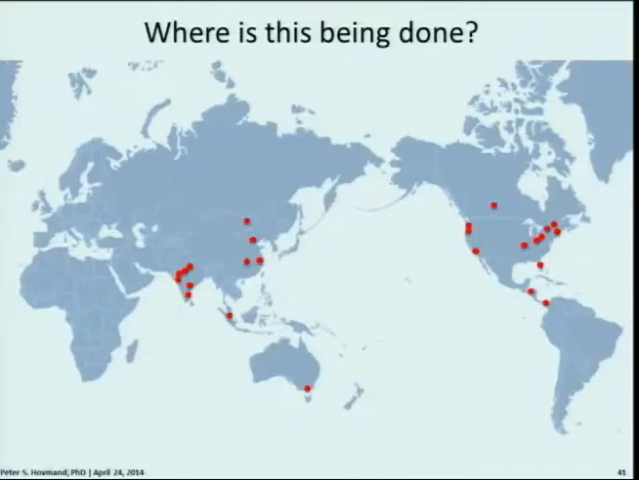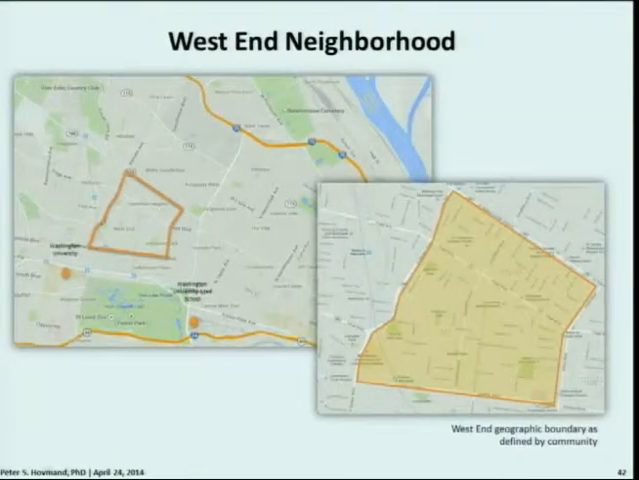So let me share a little bit. This is some of the places we've been doing this type of work in different stages. So you can see there's quite a range in the United States. There's actually quite a few more places. And I'm going to share just one example from St. Louis in the West End neighborhood, which is our childhood obesity project that's been part of Envision.